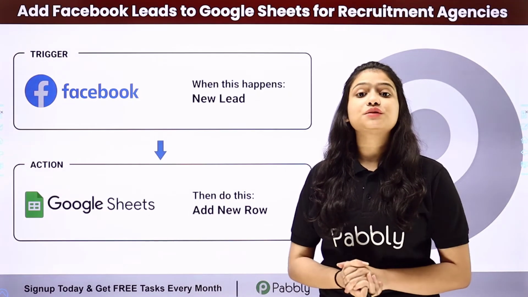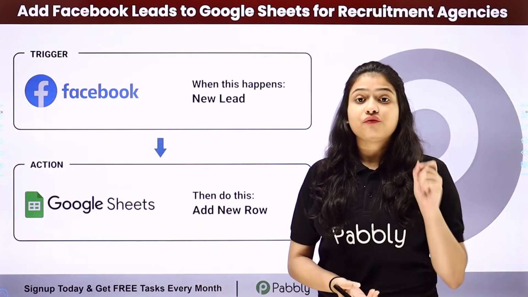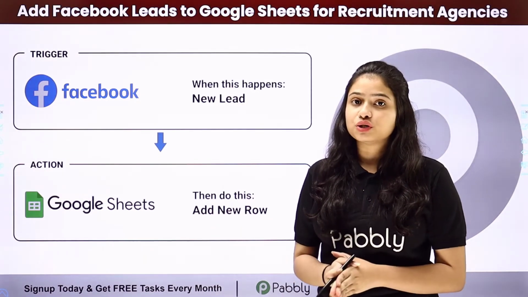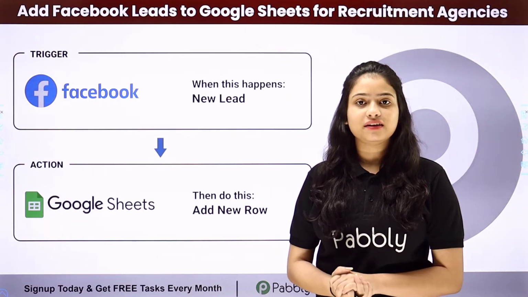So how are we going to do this process automatically and effortlessly? For that we will have to integrate Facebook with Google Sheets. And for that, we are going to use Pabbly Connect, which is an amazing automation and integration software.